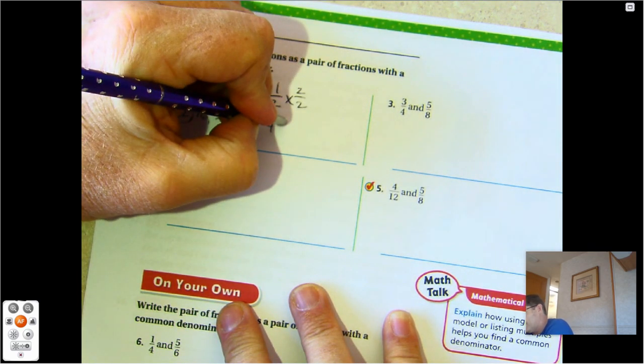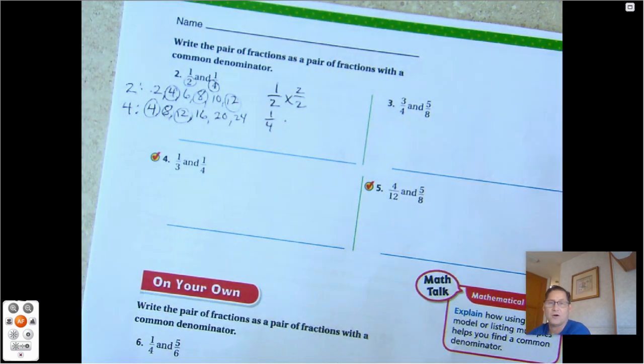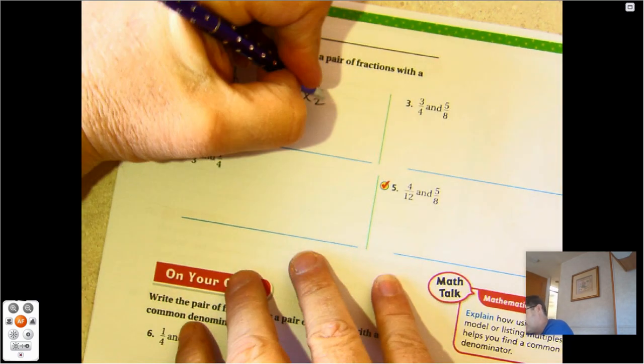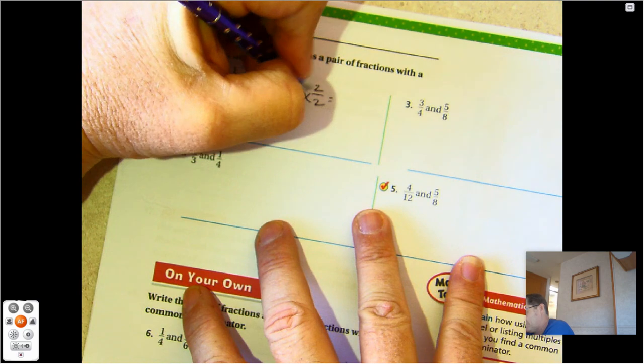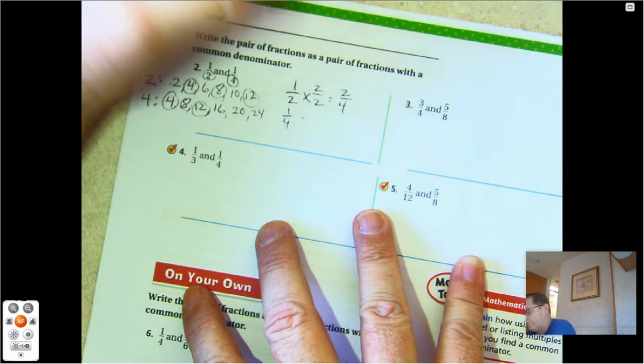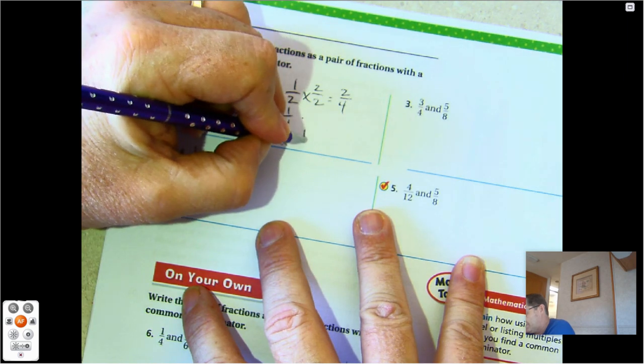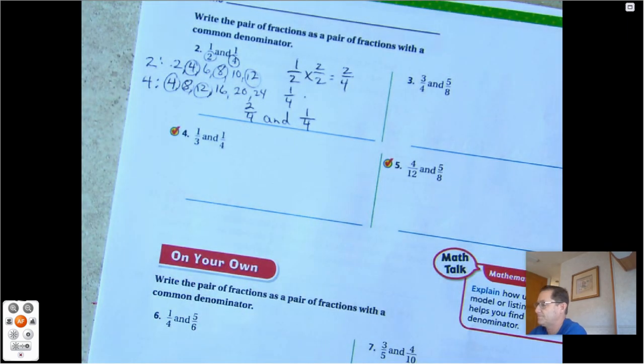1/4, I don't change that at all. It's already fourths. Okay, so 1/2 times 2 over 2 is 2/4. So our equivalent fraction pair is 2/4 and 1/4.